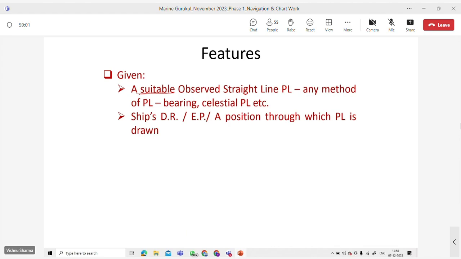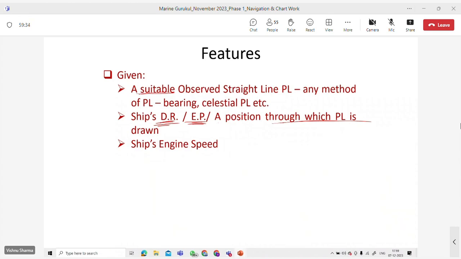The ship's DR, estimated position, or if it is a celestial PL, obviously then you would know the position through which the PL has been drawn. So if it is a celestial PL, then you'll know which position the PL is drawn through. Otherwise, preferably EP. If EP is not available, at least the DR. Something should be available to you. Ship's engine speed.